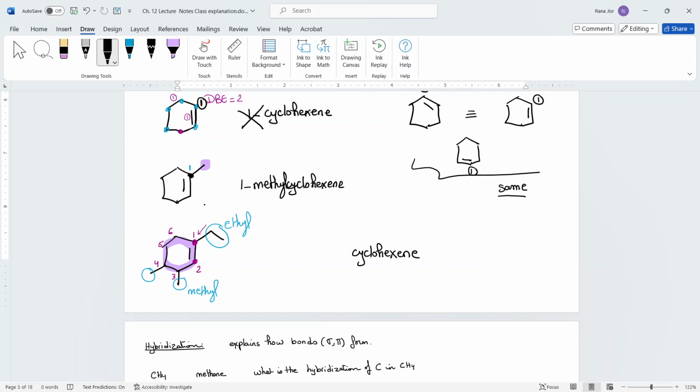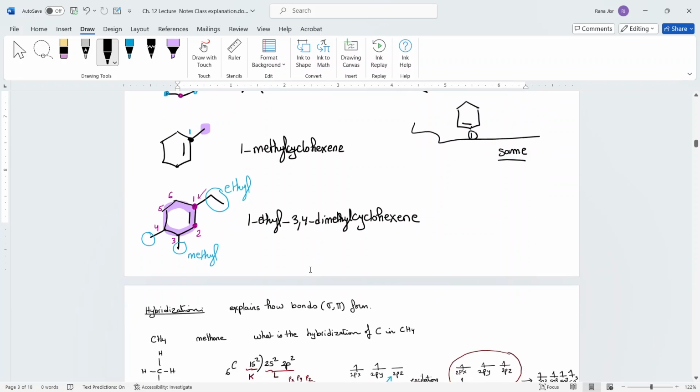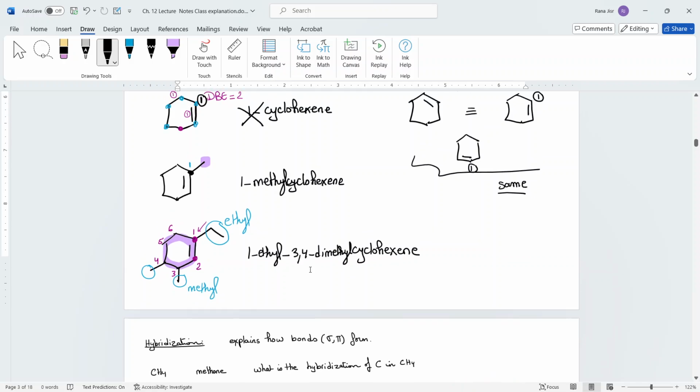Okay, so on carbons 3 and 4, I have a methyl, and then E comes first. On carbon number 1, I have an ethyl. So that's going to be 1 ethyl. On carbons 3 and 4, I do have a dimethyl. Please don't forget the prefix di, because every single substituent needs to have a number. I have 2 numbers, I need to have 2 substituents in there. So the di is important. If you forget it, this means that your name is not right.